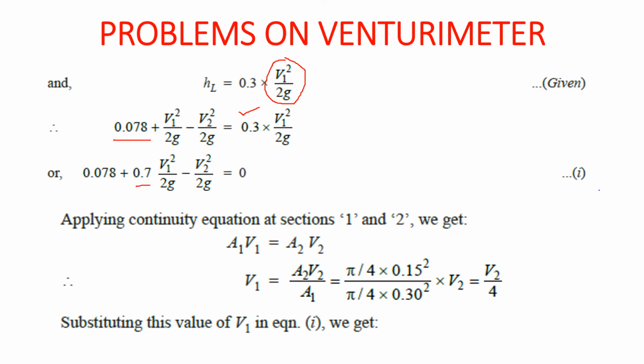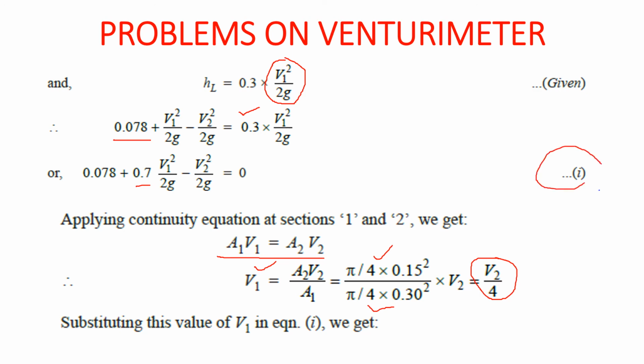Then applying the continuity equation, we get A1 V1 is equal to A2 V2. This is the continuity equation. So V1 is equal to A2 V2 by A1. We have to find the V1 value in terms of V2. So A2 is pi by 4 into 0.15 square, and A1 is pi by 4 into 0.30 square, into V2. Here you will see pi by 4 will be cancelled. With 0.15 square and 0.30 square, when you evaluate this, you will get the V1 value as V2 divided by 4.